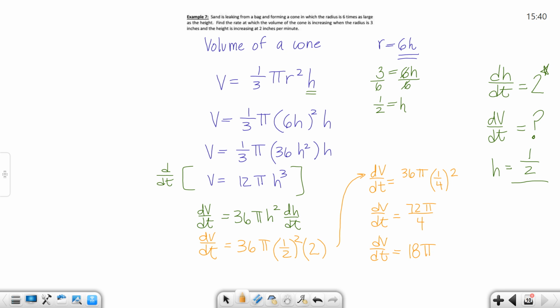Now volume is measured in cubic units, so it would be cubic inches per minute. I'm more concerned with the 18 pi.